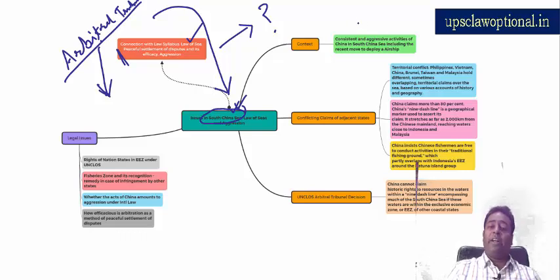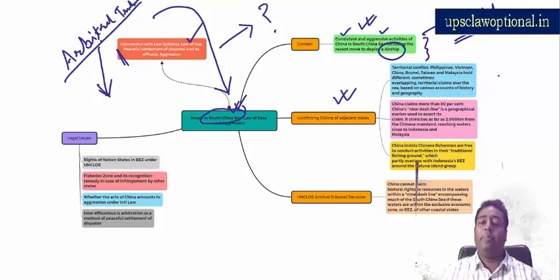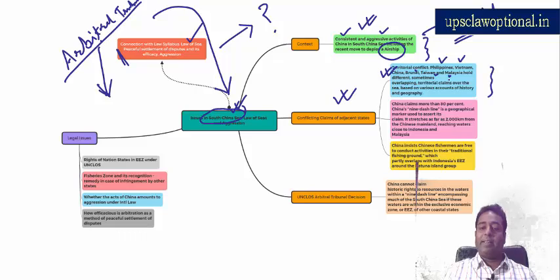The context we already know: the consistent and aggressive activities of China, including the recent move of China to deploy an airship in the South China Sea. Now, conflicting claims of adjacent states, this is where the legal problem begins. The territorial conflict is there so far as Philippines, Vietnam, Brunei, Taiwan, Malaysia, those states are concerned. Sometimes those countries are making overlapping claims over their jurisdiction so far as South China Sea is concerned.